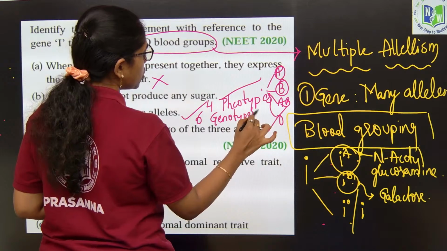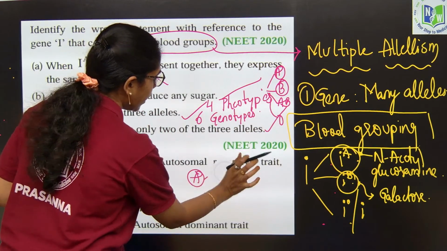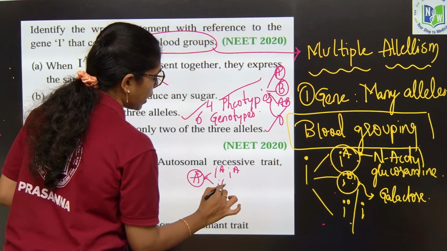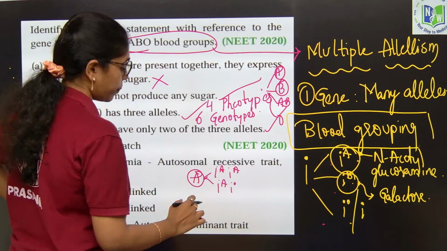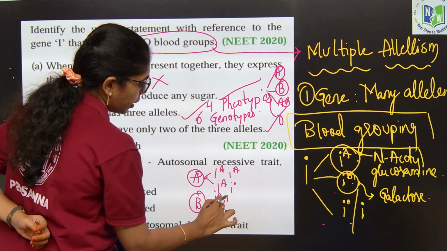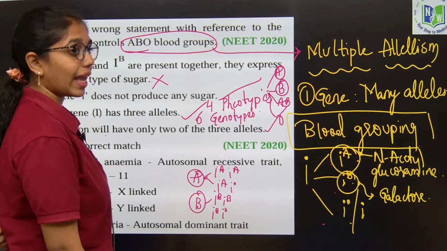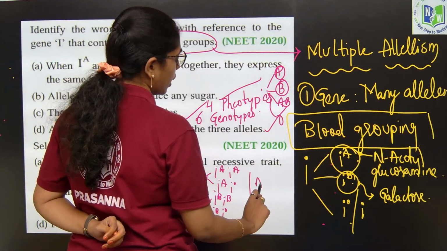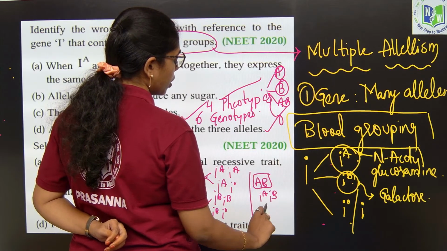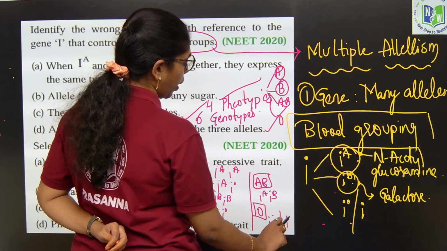What are the 6 genotypes? For A blood grouping, it can be IAIA or IAIO. Next, for B blood grouping, it can be IBIB or IBIO. And for AB blood grouping, it will be IAIB. For O blood grouping, it can be IOIO.